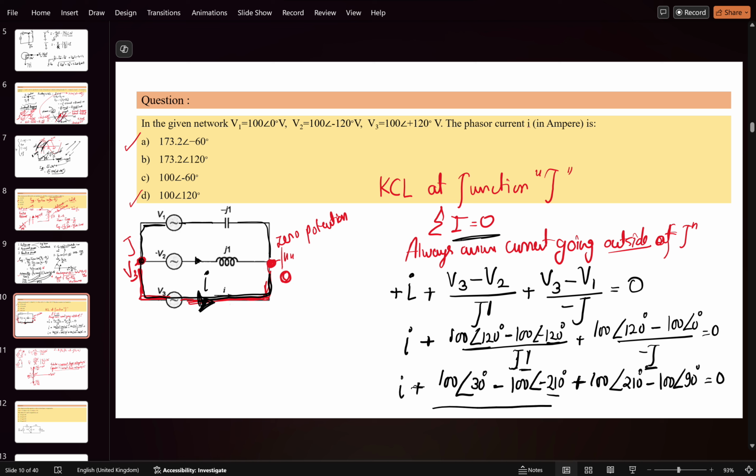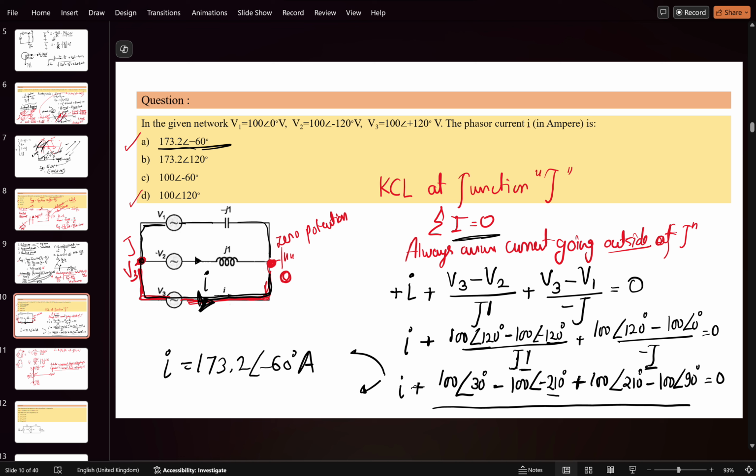Now the thing is how to solve this. You can directly put it in the calculator and get the answer. This is one way, and the second way is to convert into rectangular terms and find the values. When you get the answer, it comes out to be 173.2 angle minus 60 degree amperes. The first option is correct.